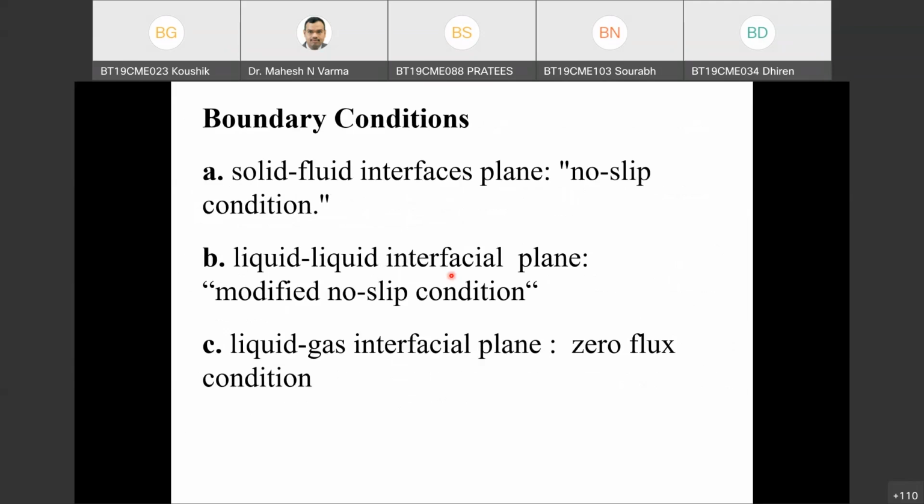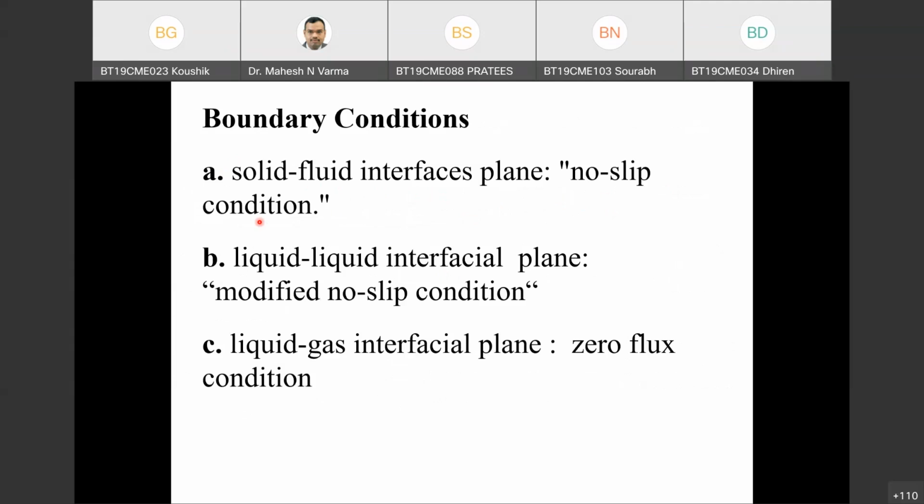What type of boundary condition you may come across in momentum transfer? First type of boundary condition is no slip boundary condition. When I have solid fluid interface, no slip boundary condition, what it tells me? It tells me that the velocity of fluid at the interface will be equal to velocity of solid.